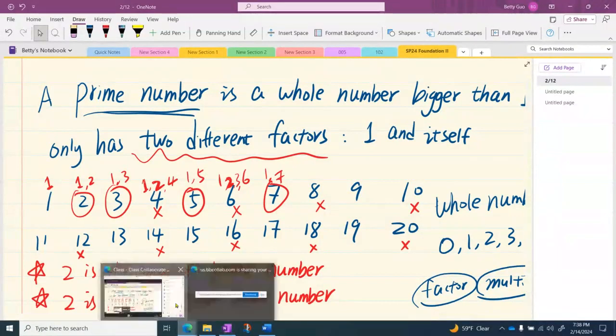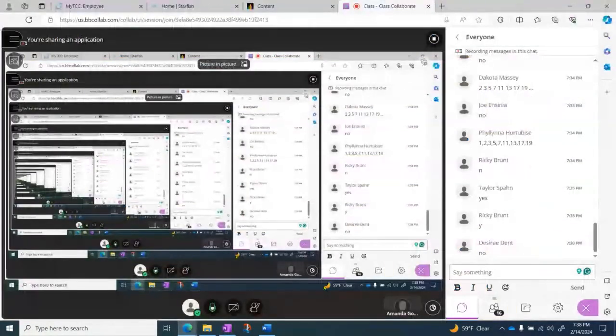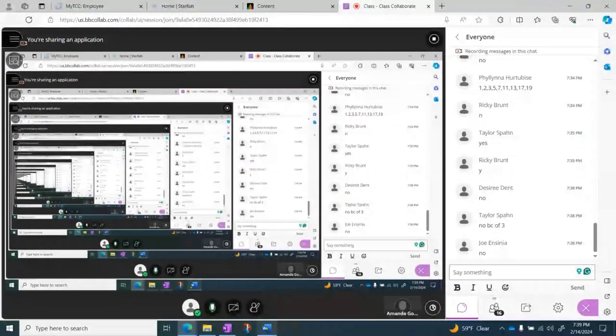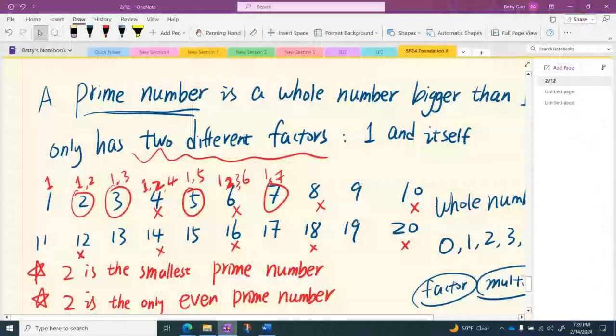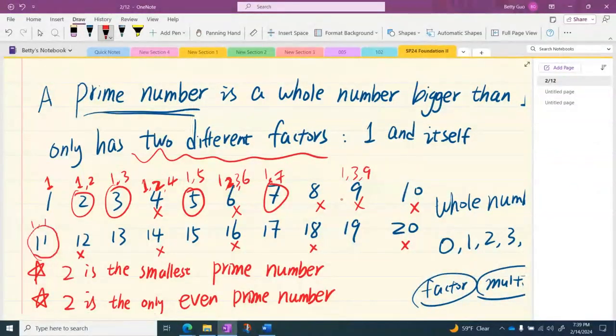No. You're right. Yeah, 3. Yeah, it has 3 as the third factor. Perfect. 9 is not. It has 1, 3, 9. Okay. What about 11? Yeah, you can try. 11 only has 1 and 11. 13 is a prime. Same method you can apply.